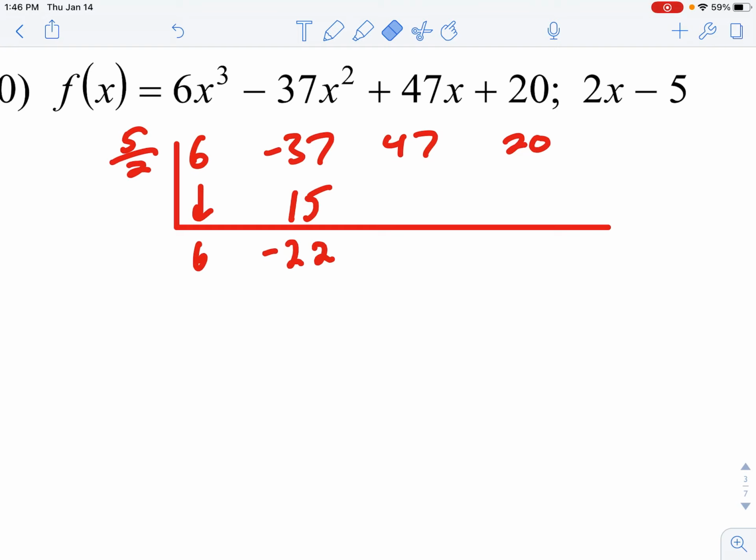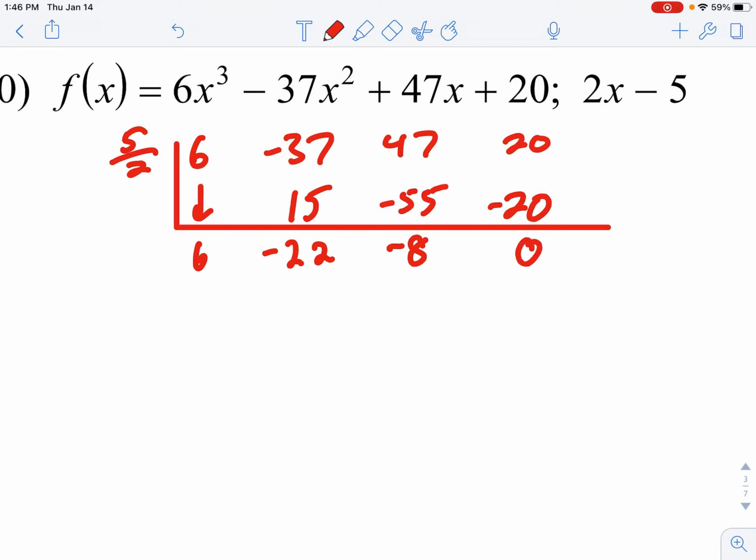There I go again with my arrows. Half of negative 22 is negative 11, so 5 halves would be 5 times negative 11, that's negative 55. Add those together, 47, negative 55 is negative 8. Yep. 5 halves times negative 8, well, half of negative 8 is negative 4. 5 times negative 4 is negative 20.